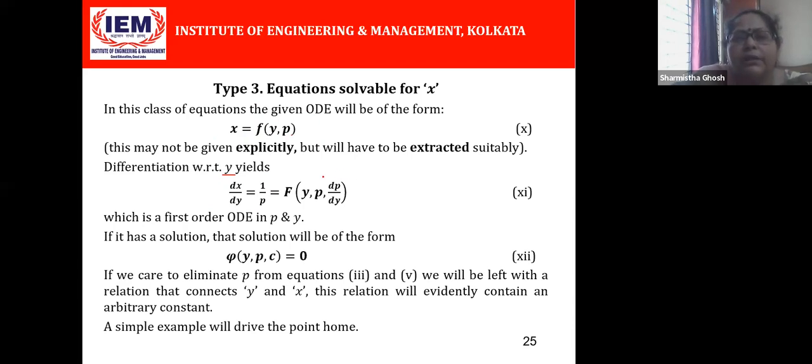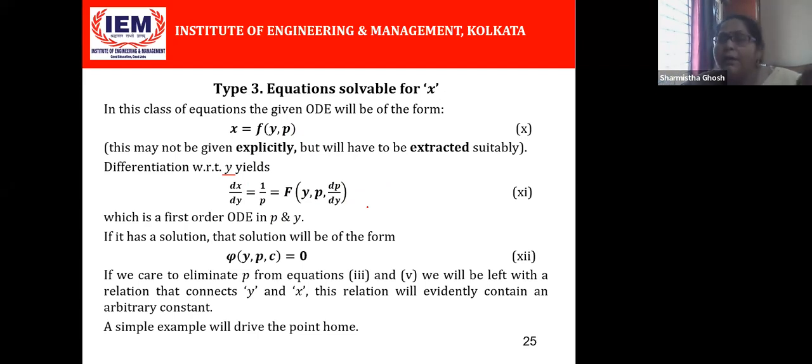So of course, after differentiating, we will contain y and p, and as we are differentiating with respect to y, we will also get an additional dp dy. So the equation will now take a form like this: 1 by p equal to a function of y, p, and dp dy. So obviously, what you are having finally in the equation is p, y, and dp dy. So there is no x now. Please remember that x has gone away.